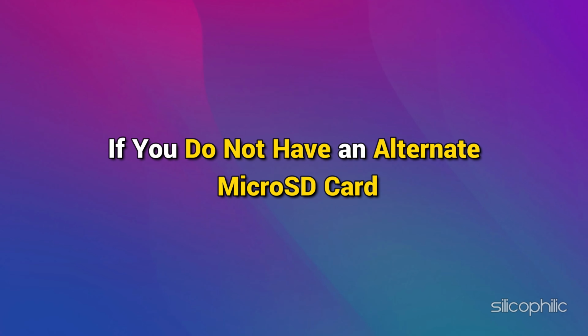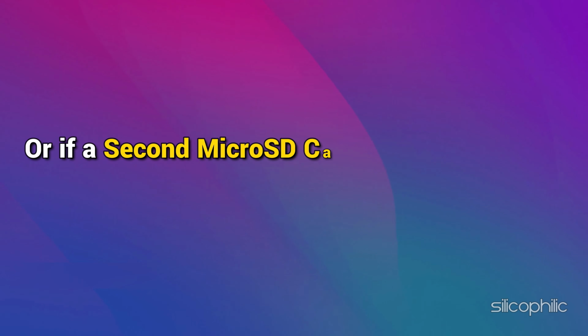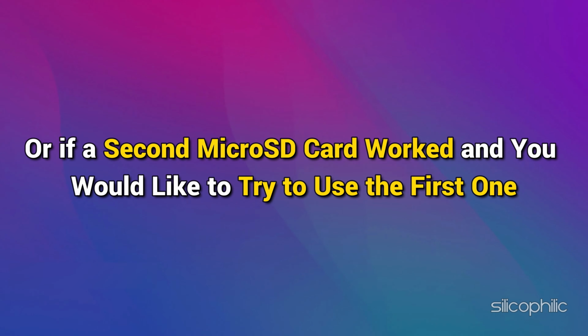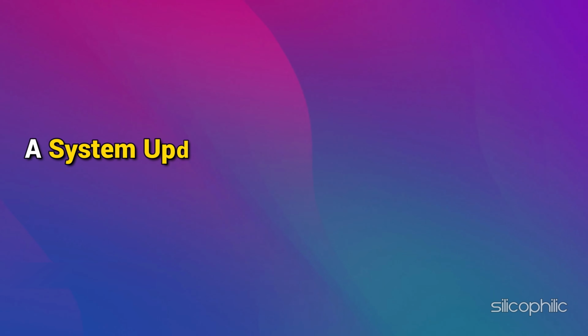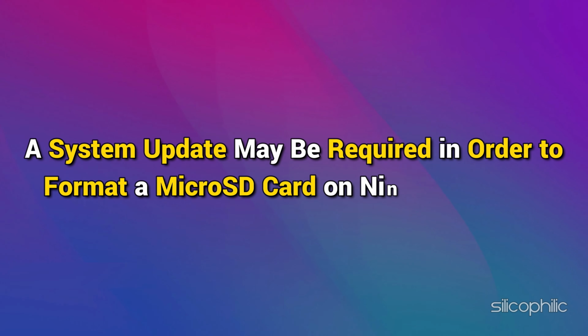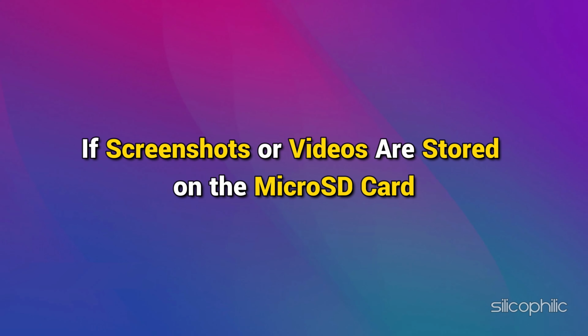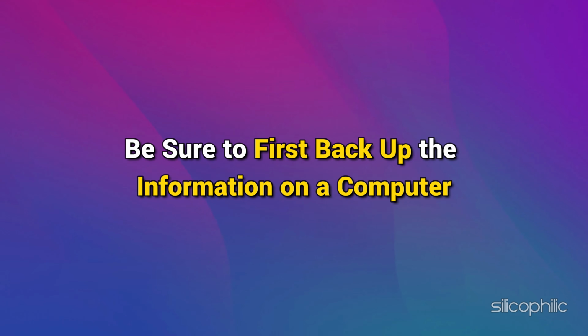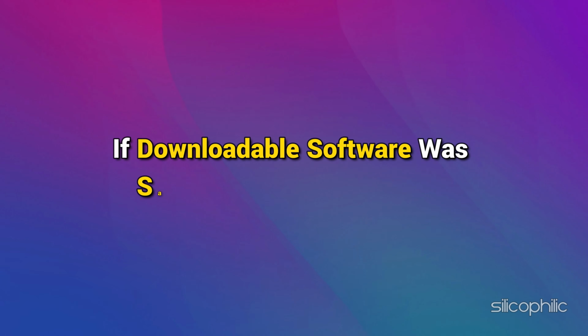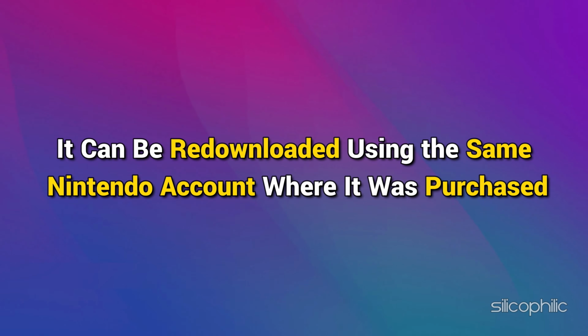Method 12. Format the microSD card. If you do not have an alternate microSD card, or if a second microSD card worked and you would like to try to use the first one, format the card's data and then try again. A system update may be required in order to format a microSD card on Nintendo Switch. Once formatted, the information on the microSD card cannot be recovered. If screenshots or videos are stored on the microSD card, be sure to first back up the information on a computer. If downloadable software was saved to the microSD card, it can be re-downloaded using the same Nintendo account where it was purchased.